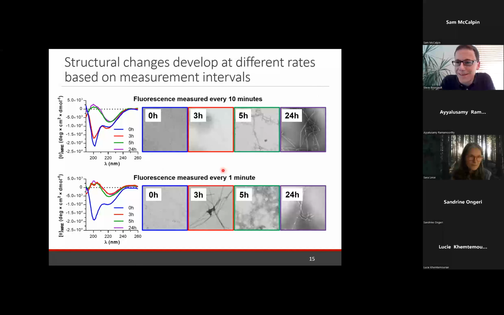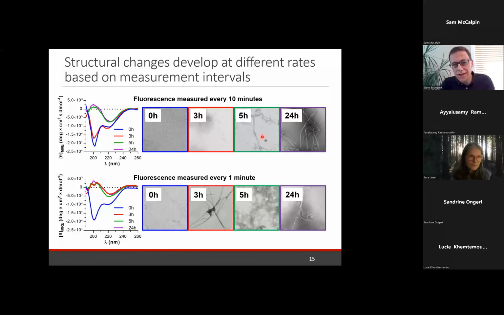So of course, thioflavin T is an indirect method. We wanted to confirm that what we observed with thioflavin T was indeed associated with fibril formation. As you can see here at the bottom, if you read the fluorescence every 1 minute, after 3 hours you already have a CD signal associated with the beta sheet, and you have the presence of fibrils. While here, if you're reading every 10 minutes, you need at least 5 hours to 24 hours to get a signal of a beta sheet and also the presence of fibrils.